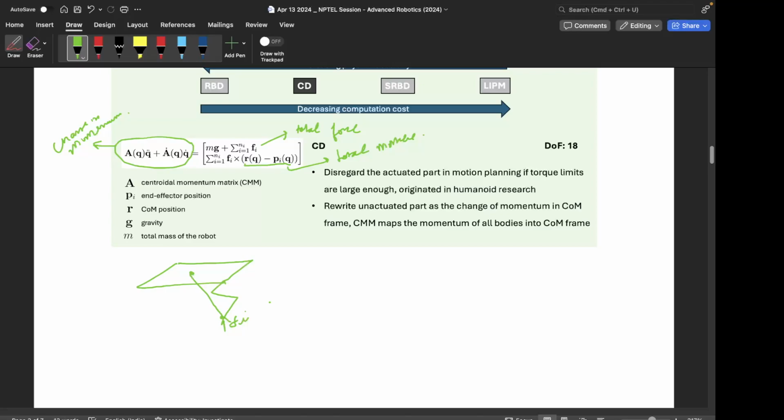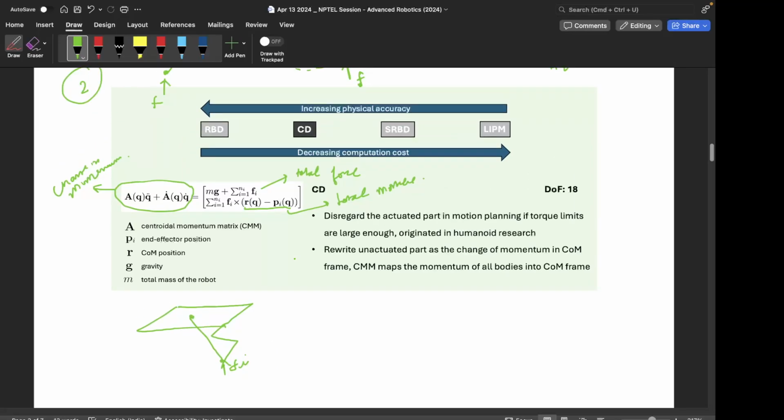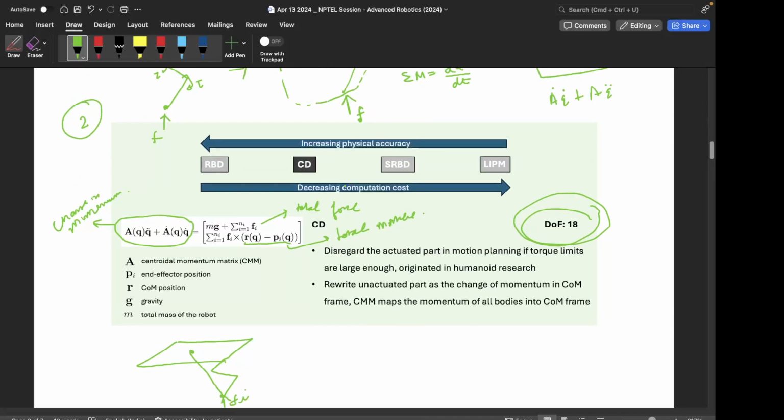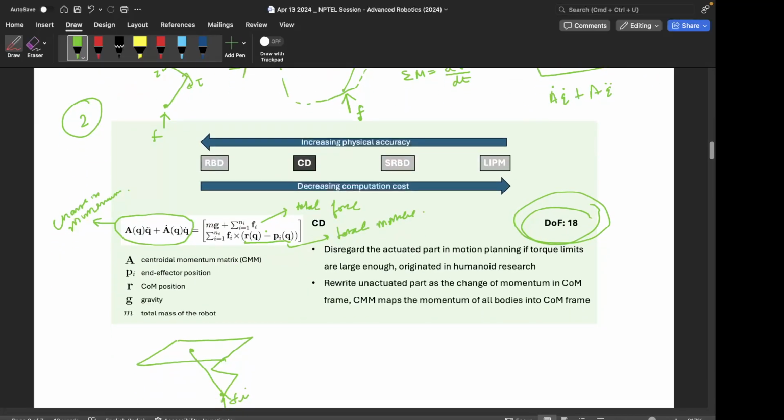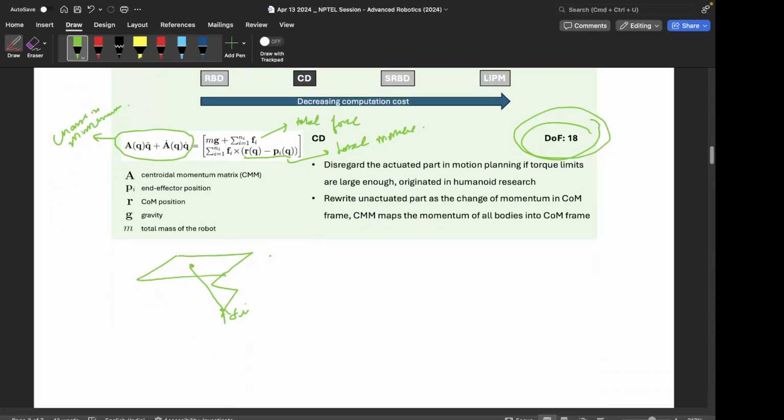So centroidal dynamics also captures the entire 18 degrees of freedom, right? There is no sacrifice in the accuracy here. The benefit that we get here is that from our dynamics equation, joint torques have been eliminated, right? We have written the dynamics independent of the joint torques, and that gives us a benefit when we use this in our motion planning algorithms, right?